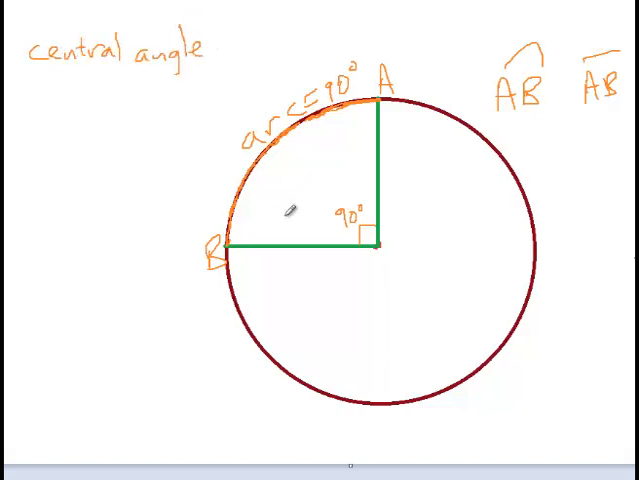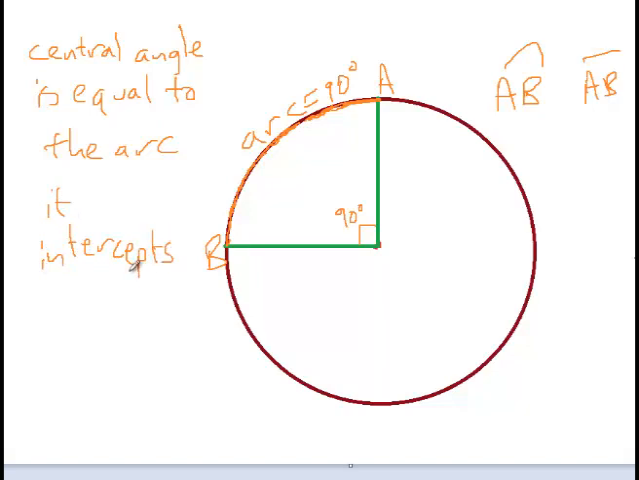Now, a central angle is an angle that is formed at the center of the circle and is equal to the arc it intercepts. Should be obvious in this case, but it's true regarding any case. So if I have another line, for example, one that goes like this, if this angle is, let's say, 30 degrees, well then this arc AC, let's call it, would also be 30.